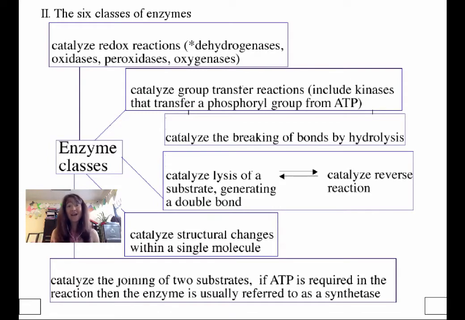Enzymes are classified based upon the type of reaction that they catalyze. So remember our good friend alcohol dehydrogenase. Alcohol dehydrogenase is in its own enzyme class because it's an enzyme that catalyzes a redox reaction, said another way, an oxidation reduction reaction. So the first class of enzymes that we'll talk about catalyzes redox reactions, and they are termed oxidoreductases. That's kind of the fancy name given to dehydrogenases.